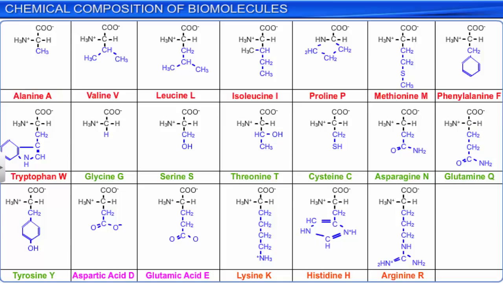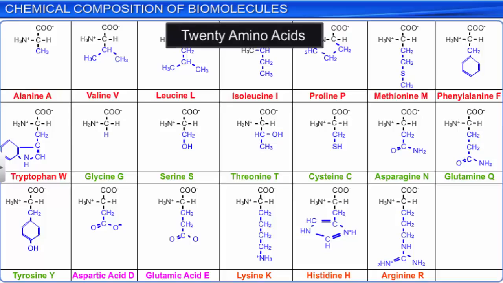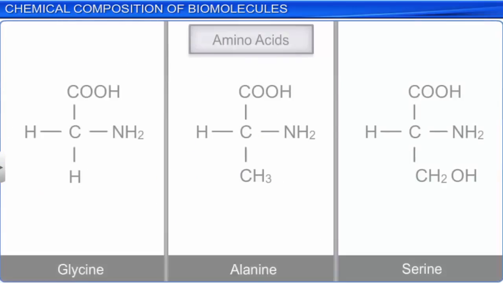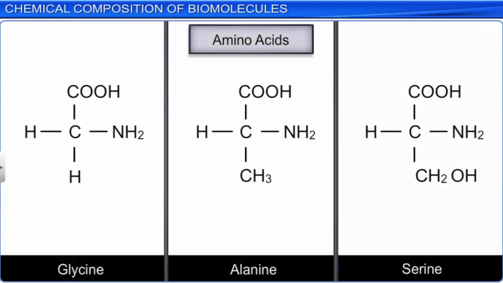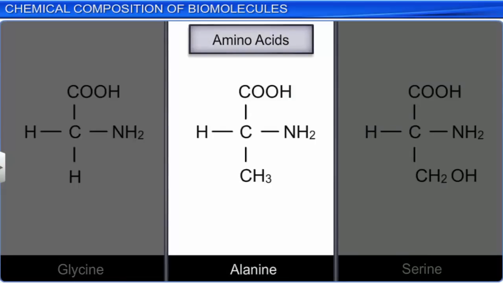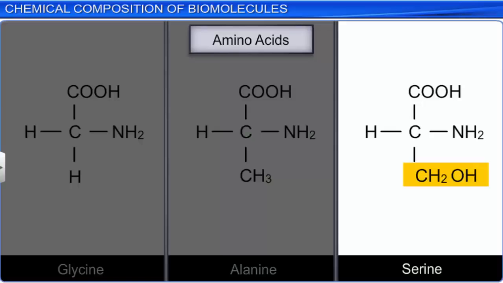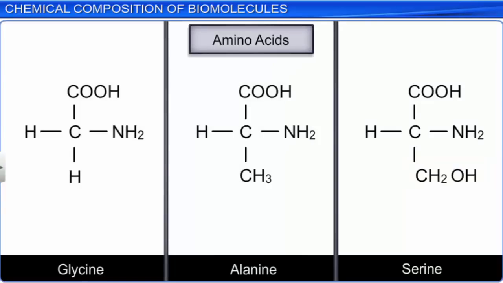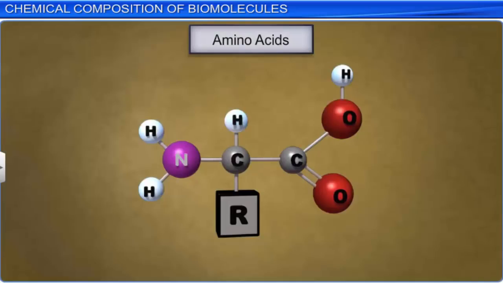However, there are 20 standard amino acids in proteins. For example, glycine, in which the R group is hydrogen; alanine, where the R group is a methyl group; and serine, where the R group is a hydroxymethyl group. The chemical and physical properties of amino acids are essentially those of the amino, carboxyl, and the R functional groups.